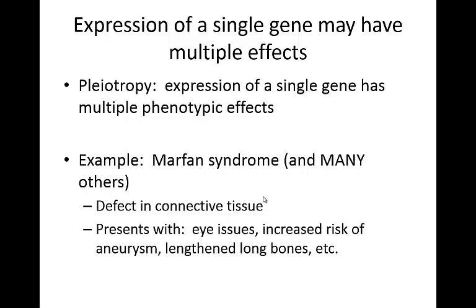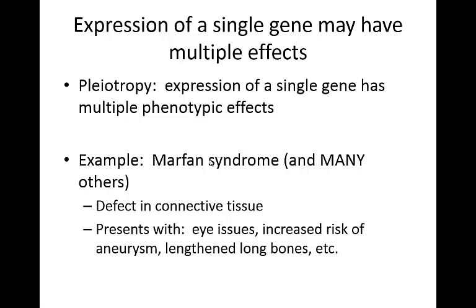Sometimes expression of a single gene can have multiple effects, and the term for this is pleiotropy. What it means is that the expression of a single gene has multiple phenotypic effects, and so it can affect more than one thing. And this happens quite often: sometimes when a gene gets messed up, it's not just messing up one thing, it's messing up many, many different things that it's related to.